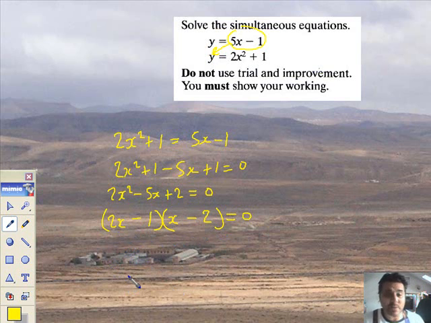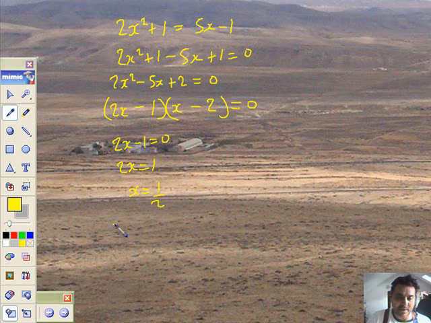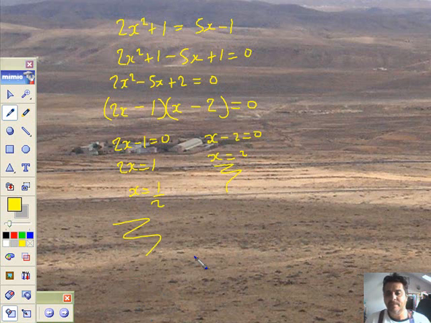Oh, this is just too easy for 6 marks. But hey, listen, if you get one of these and you don't even have to use the formula, be happy. So what have I got? 2x minus 1 comes to 0, 2x equals 1, x equals 1 half. One solution done. This side, x minus 2 equals 0, x equals 2. Second solution done. Now let's find their corresponding y values.